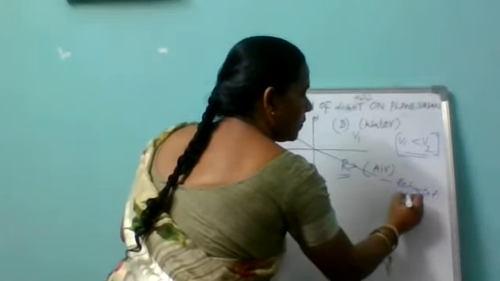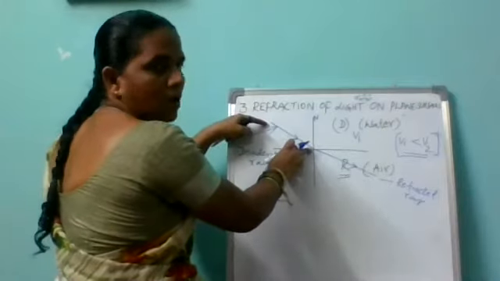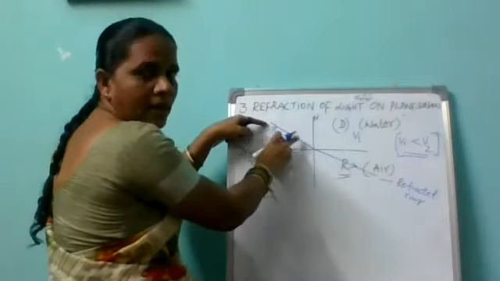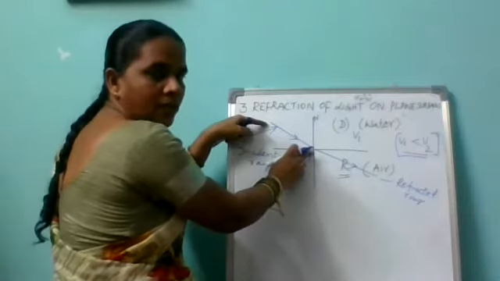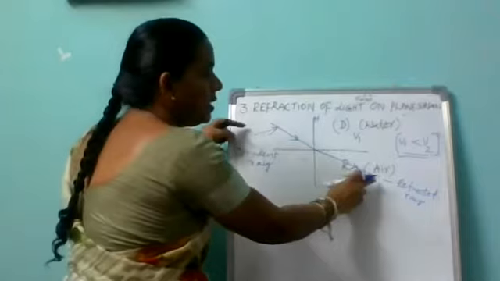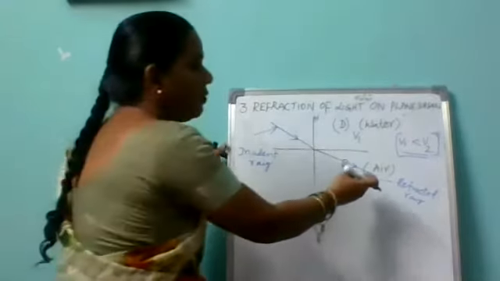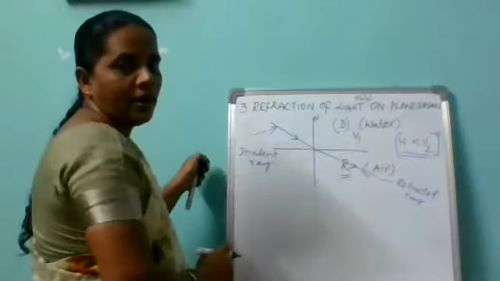Just see. So here, what is the ray? We call it as incident ray. This is the light ray that is incident to the surface of the two medias. Is it not? And the ray that is changing its direction, we call it as refracted ray.